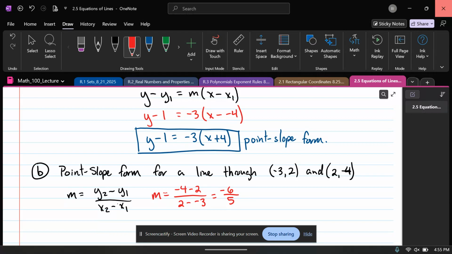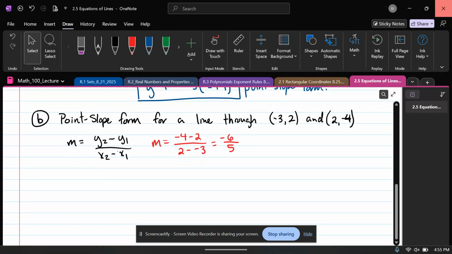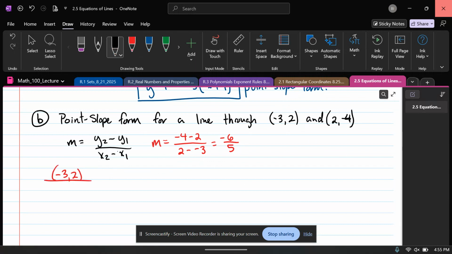Now I have a slope and an ordered pair. That's the 2 things I need to write a point-slope form equation. So if I use the point (-3, 2), my point-slope form looks like this. y minus 2 equals -6/5 times (x minus -3). And then I got to clean it up a little bit because I got a double negative there.